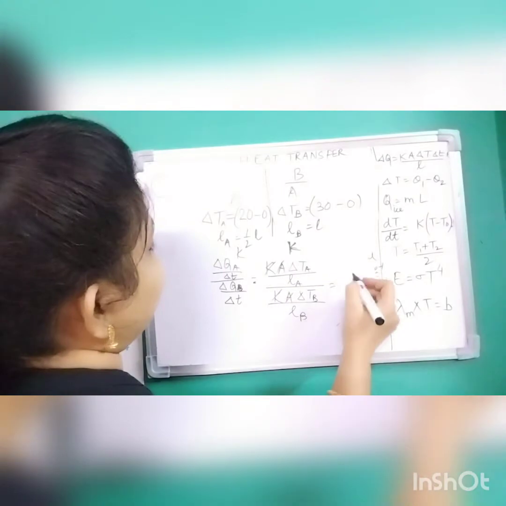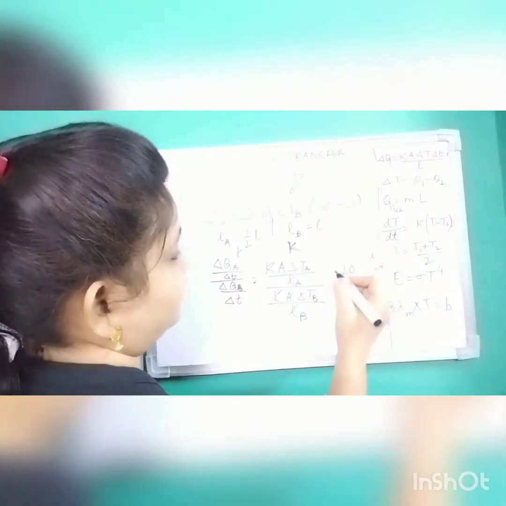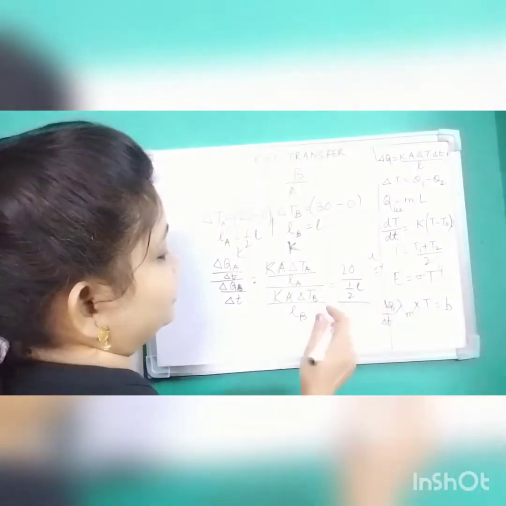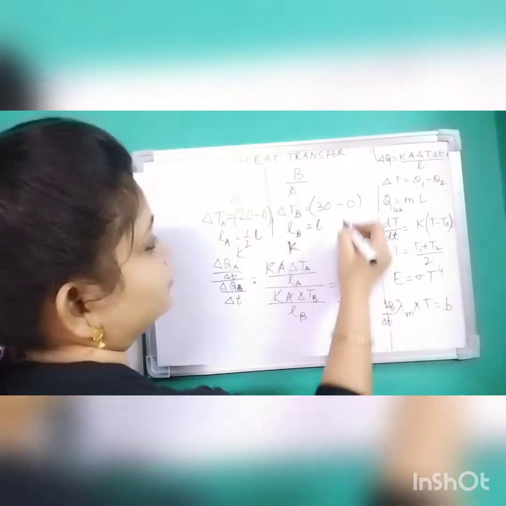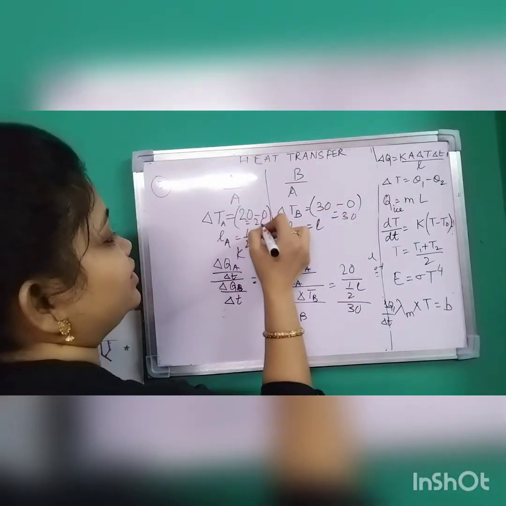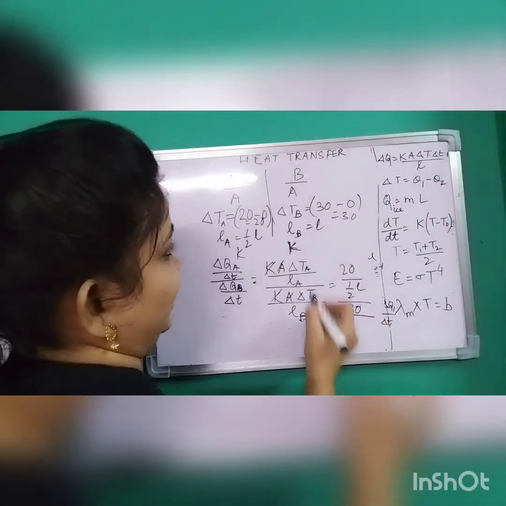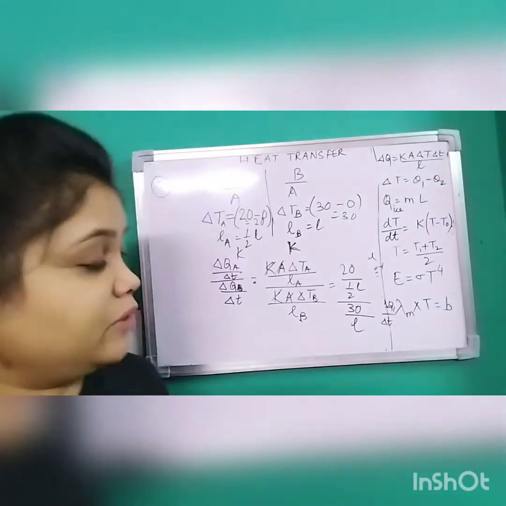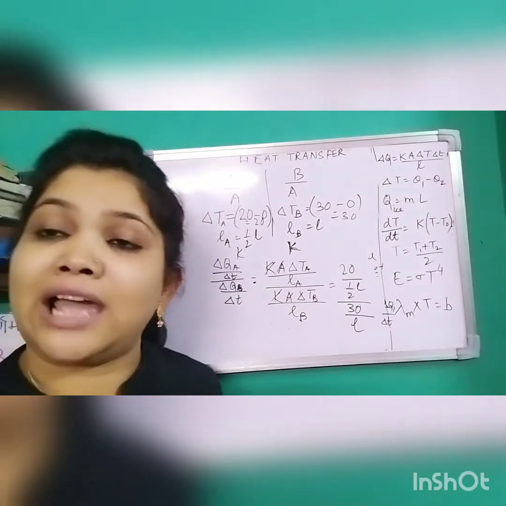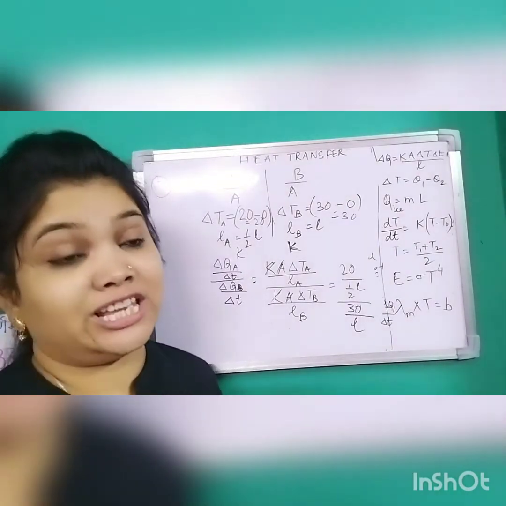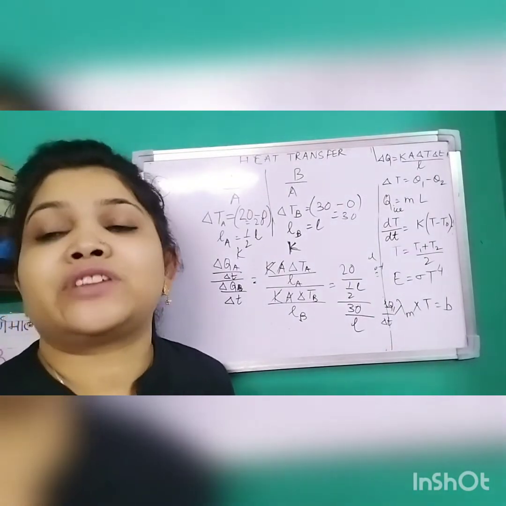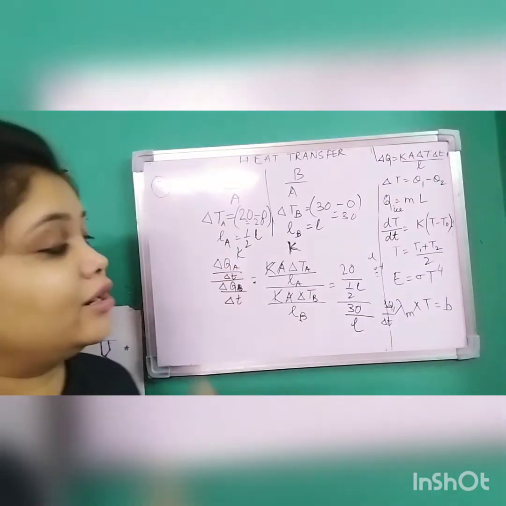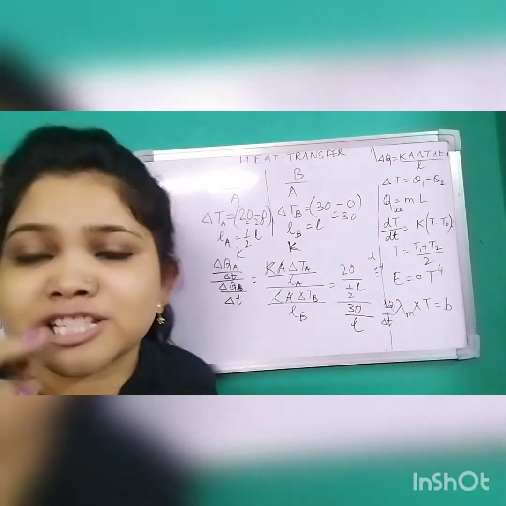So what is delta TA? It is 20. And what is LA? It is half L. And what is delta TB? It is 30. And LB is nothing but L. So just solve it and you will get the ratio between the rate of heat conduction of rod A and rod B. This is the first part we have done.